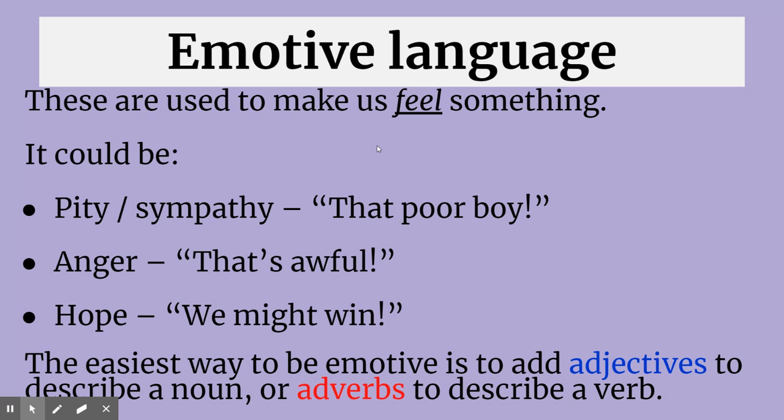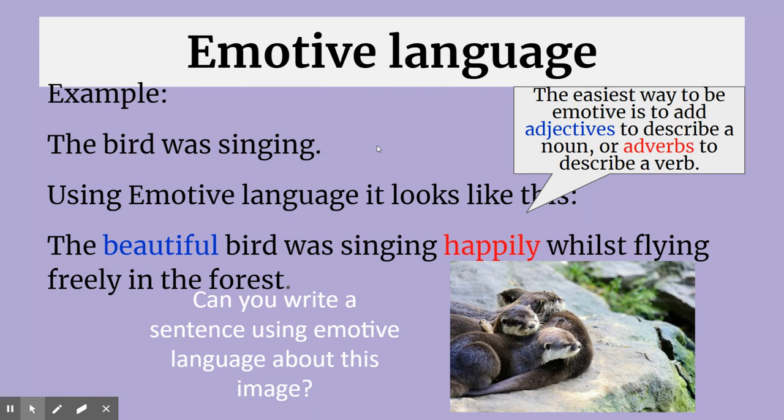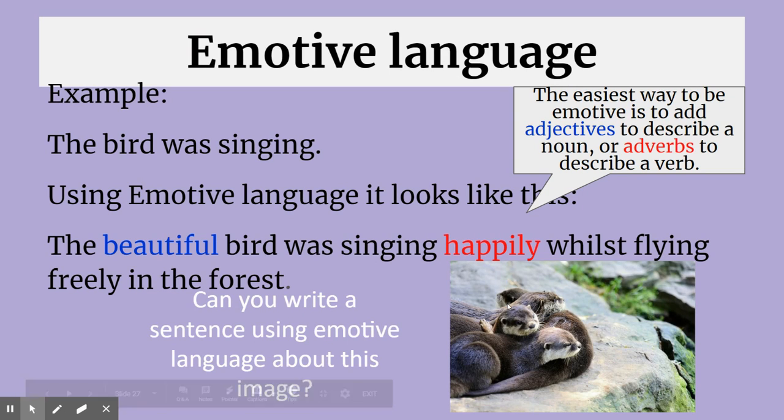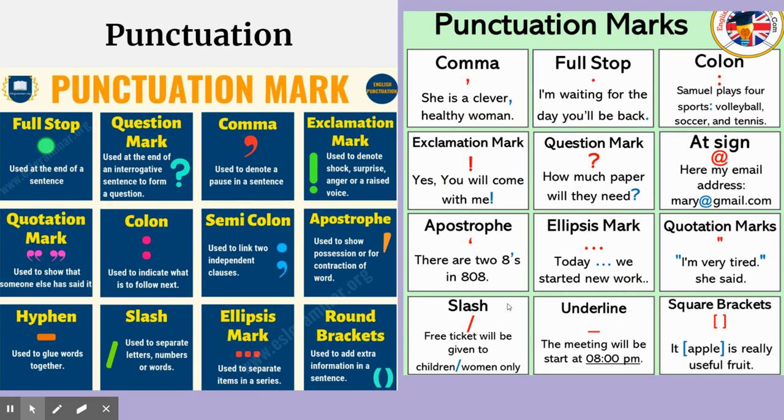The easiest way to be emotive is to add adjectives to describe a noun or adverbs to describe a verb. You've got some examples here, and then you've got a little task that we'd like you to have a go. If you've already done one, we're using this image, perhaps you can pick your own image, and don't forget to upload that to Class Dojo.